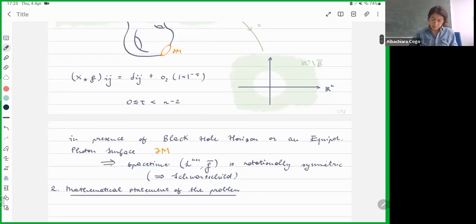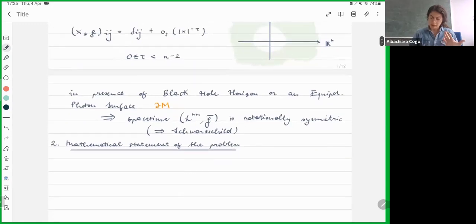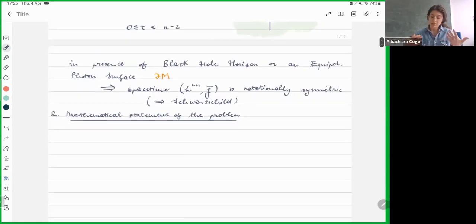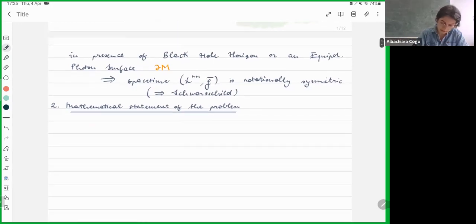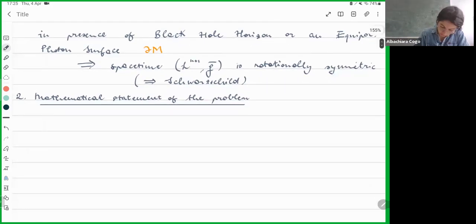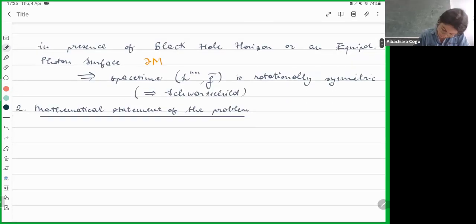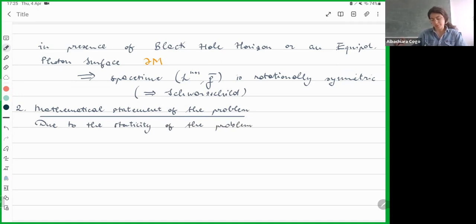And I'm going to formulate right now the problem in terms of PDEs. So somehow with this rigidity statement, we have a uniqueness of a solution of a system of PDEs. So let's see what we have. So we have the staticity of the problem. So due to the staticity of the problem, we can forget about the spacetime and just think about the slices.